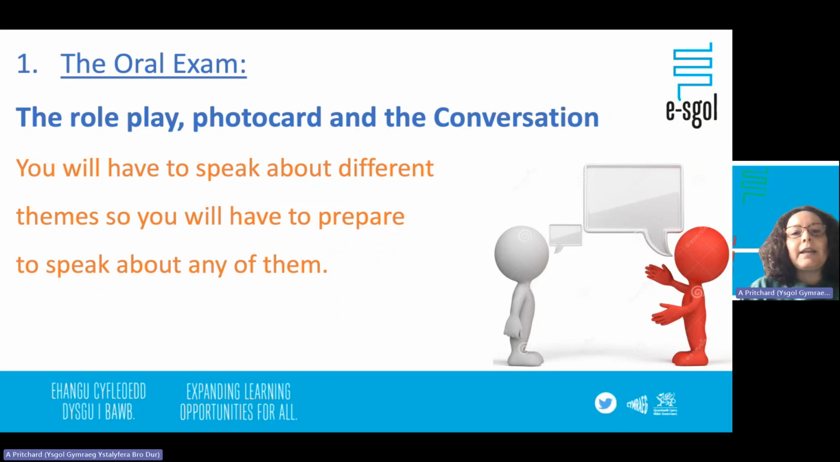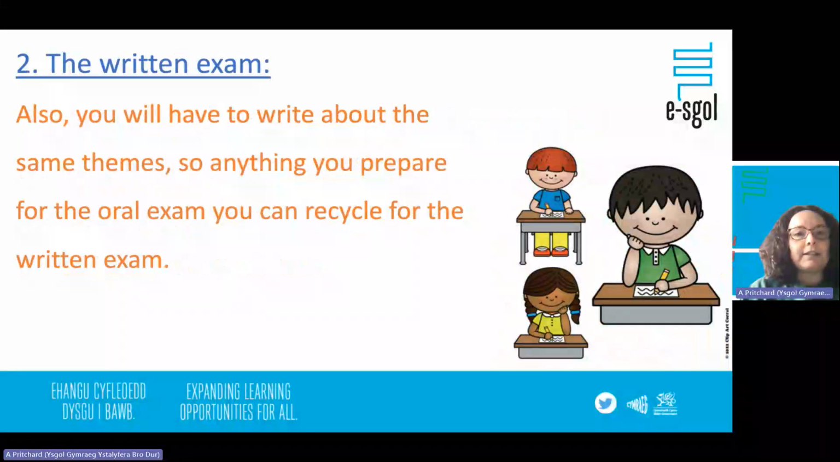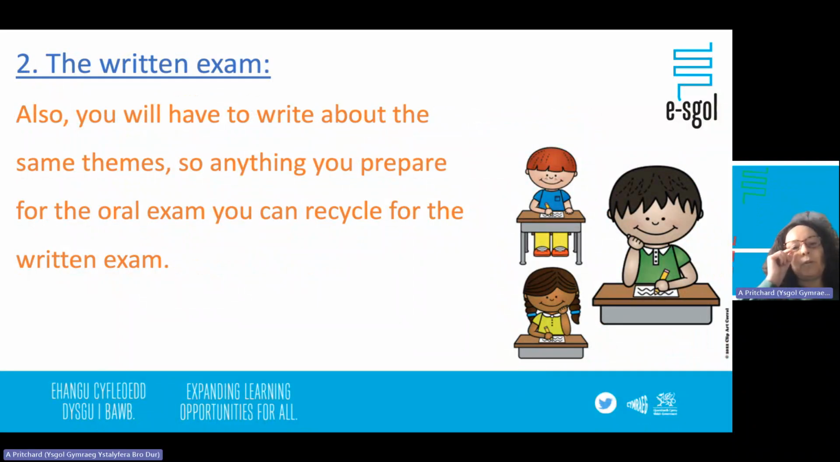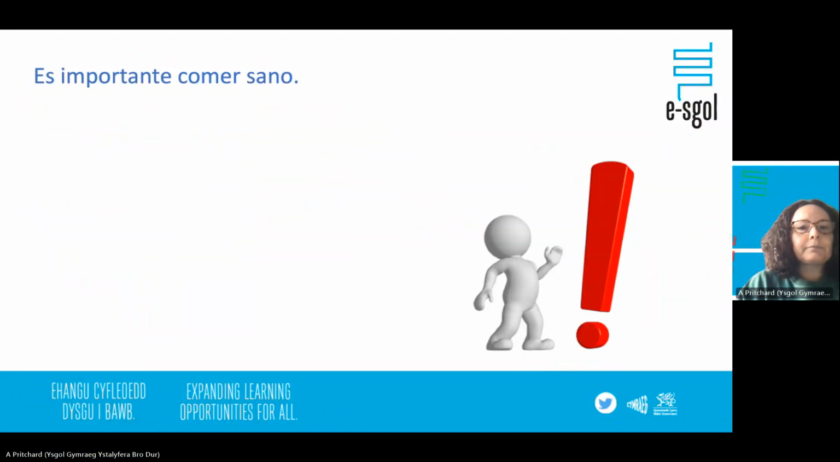Similarly, the same themes will come up in the written exam. So anything that you've prepared for the oral exam, for the speaking exam, you can recycle and reuse in the written exam, which is usually the last of the summer GCSE Spanish exams.